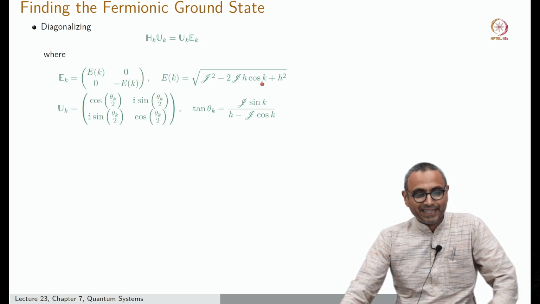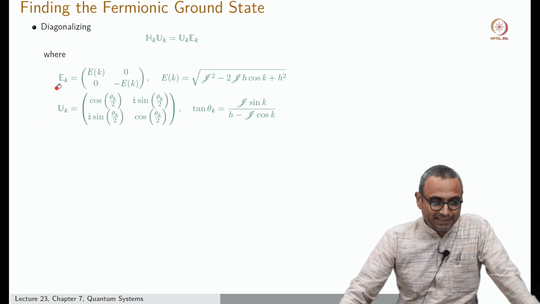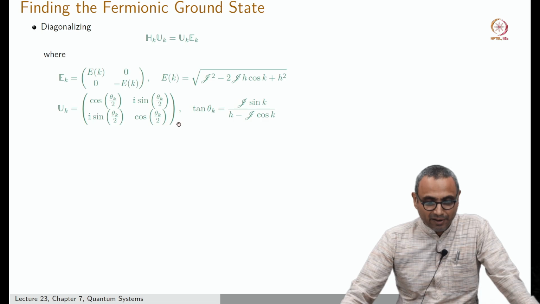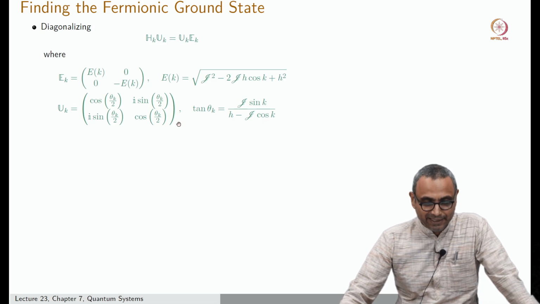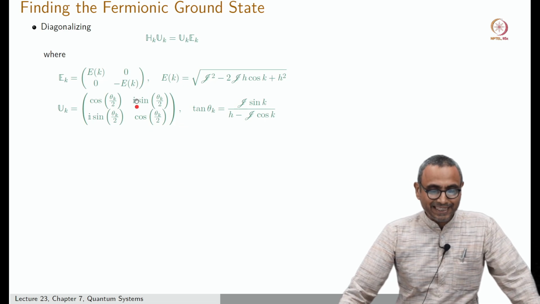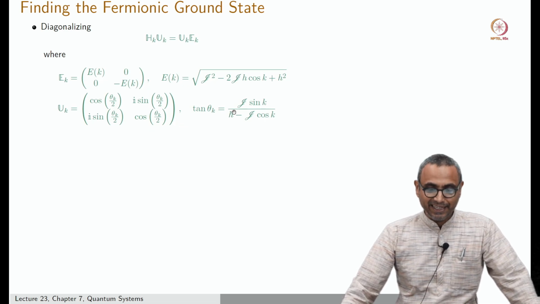And what are the eigenvectors? Again, it is a very straightforward exercise. You can find the eigenvectors are this, they are orthonormal, and all the good things that happen with Hermitian matrices. And everything is expressed in terms of some angle theta k, which is actually a ratio of J sin k by H minus J cos k.